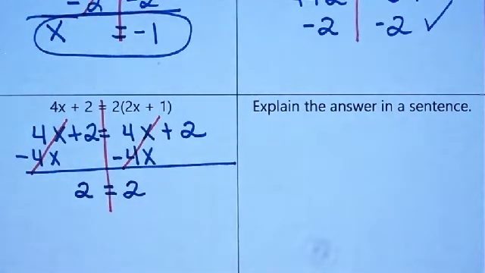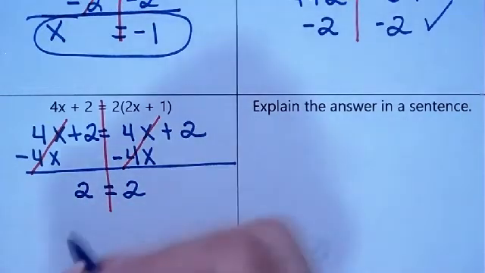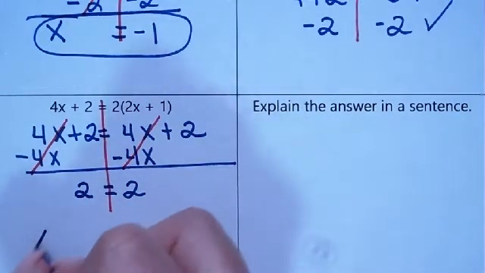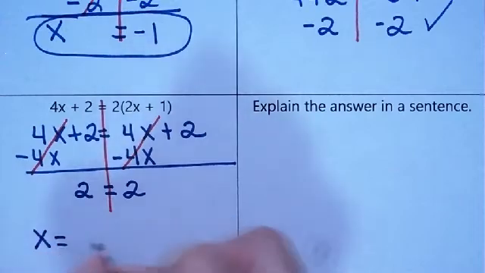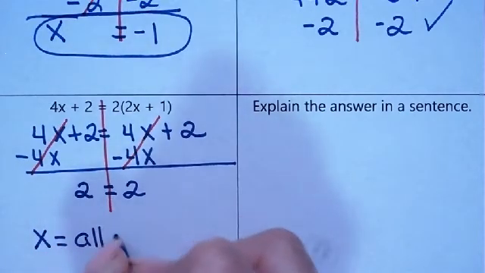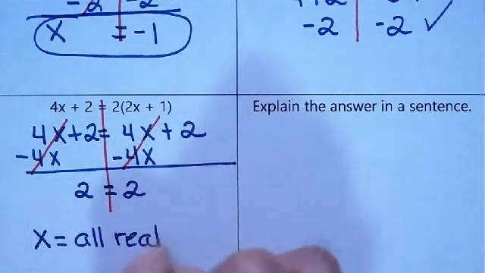Now, what do I notice right there? My variable disappeared, didn't it? But look at what's left. 2 equals 2. Is that true? Yes, that is a true statement. 2 is always equal to 2. Here is what we say. We would say x equals all real numbers.